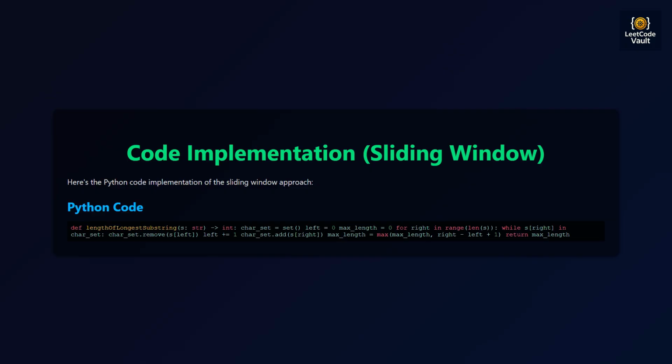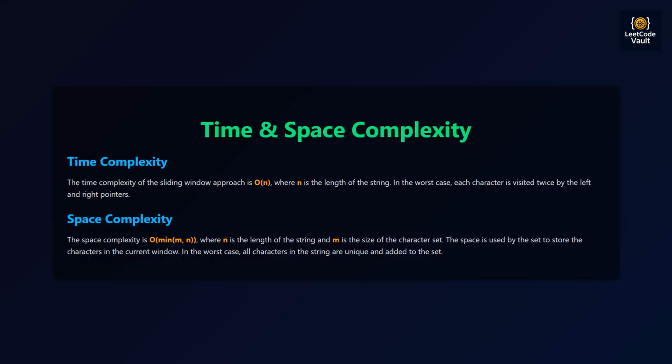Code implementation. Let's see the code in Python. We'll use a set to store the characters in the current window, and two pointers, left and right. We initialize the left pointer to 0 and the right pointer to 0. We iterate, expanding the window with the right pointer, adding each character to the set. If we find a character that already exists in the set, it means we have a repetition. Then we move the left pointer to the right, removing characters from the set until the repeating character is no longer in the window. Throughout this process, we keep track of the maximum window size, which represents our final answer.